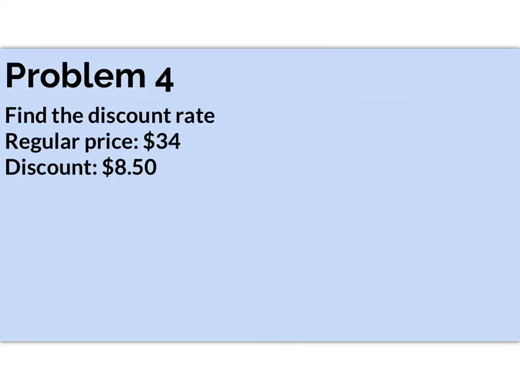And so finally, find the discount rate. If the regular price is $34 and the discount is $8.50. So basically, when we take the discount, because they're both dollars, we're going to divide that by 34, and we come up with 0.25. And we know to change that into a percentage is 25%. So $8.50 is 25% of $34. So this item was 25% off.